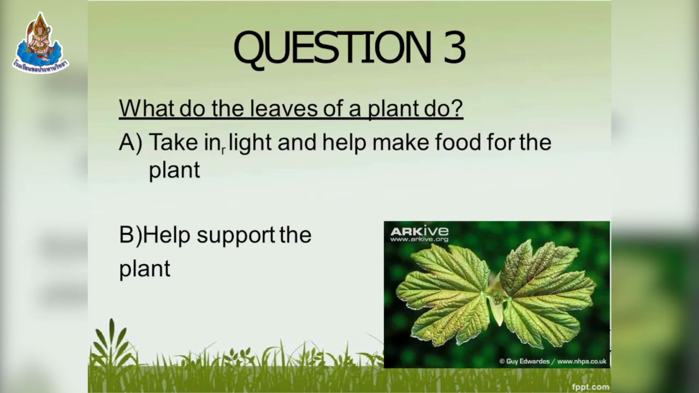Question number 3. What do the leaves of a plant do? So is it letter A, take in light and help make food for the plant? Or is it letter B, help support the plant? The answer for this question is letter A. So leaves take in light and help make food for the plant in the process of what we call photosynthesis that we're going to discuss later on.